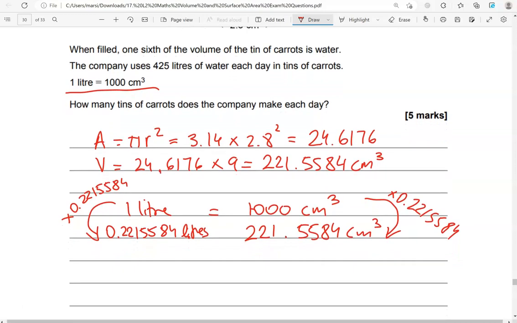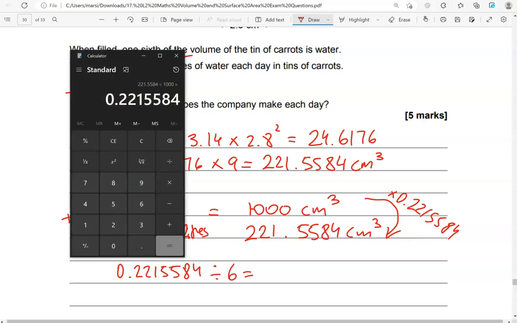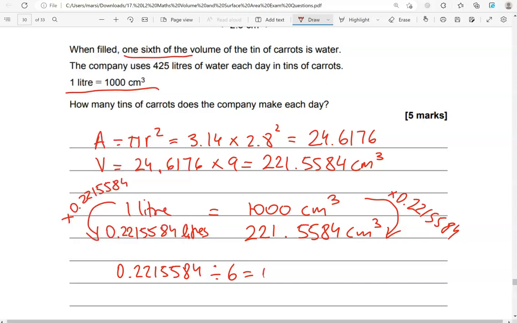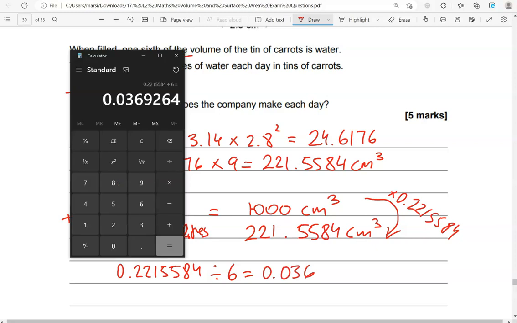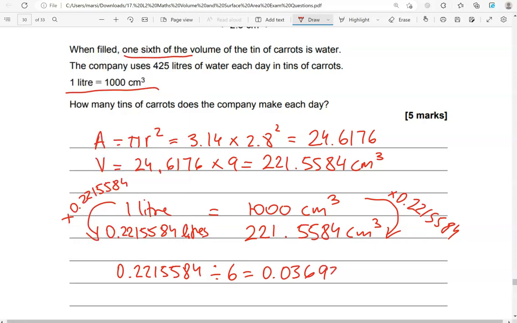That includes water, but it's not all water. Only 1/6 of it is water. So what we're going to do is divide this by 6. 0.2215584 divided by 6, which is 0.0369264. So if we divide 425 by this number, it should give us how many tins the company makes each day.